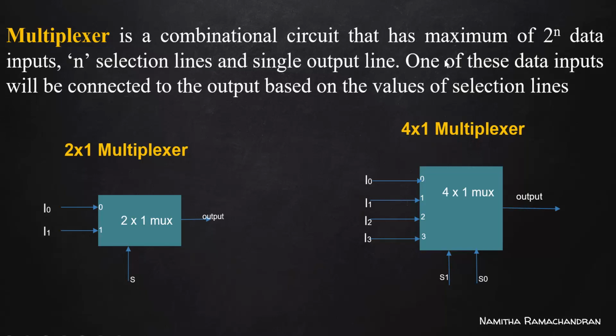Multiplexer is a combinational circuit, has a maximum of 2 raised to n data inputs, n selection lines and a single output line. One of these data inputs will be connected to the output based on the value of the selection lines. Always these multiplexers are associated with a single output line. And among the 2 raised to n inputs, at a time we can pass one among these 2 raised to n inputs to the output line, and this passing is based on the current value of our selection line.